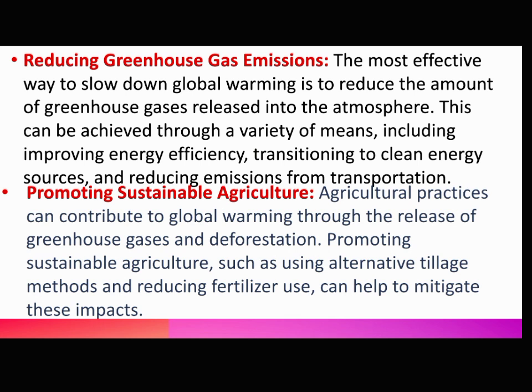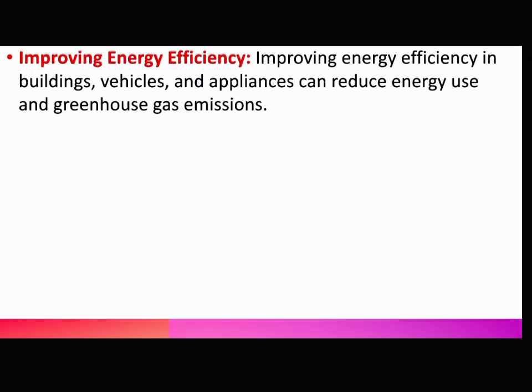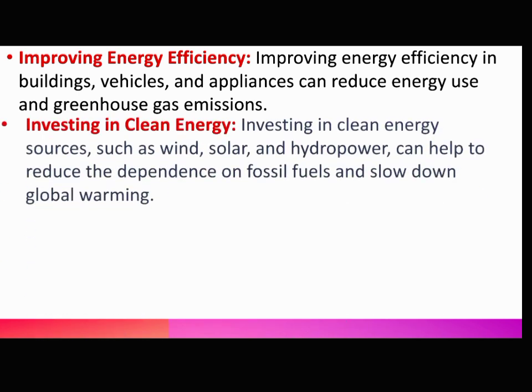Another one is promoting sustainable agriculture. Agricultural practices can contribute to global warming through the release of greenhouse gases and deforestation. Promoting sustainable agriculture, such as using alternative tillage methods and reducing fertilizer, can also reduce the impacts of global warming on our environment. Another factor is improving energy efficiency. Improving energy efficiency in buildings, vehicles, and appliances can also reduce energy use and greenhouse gas emissions.